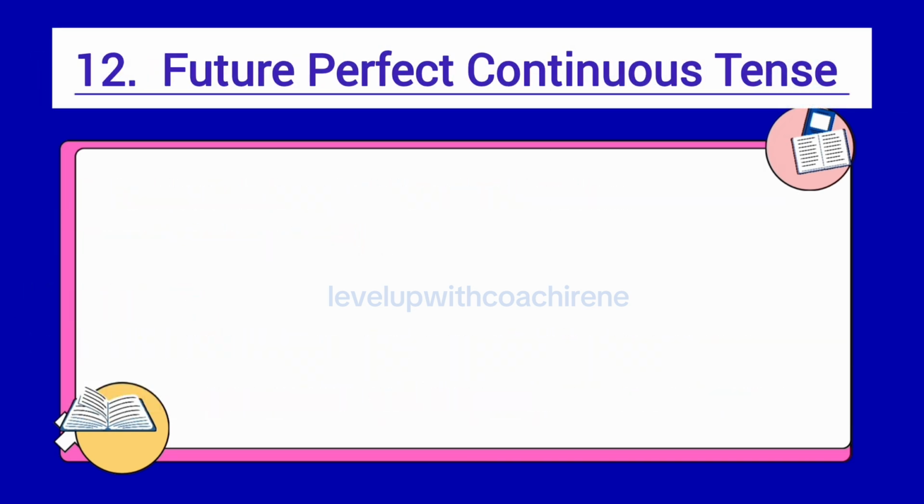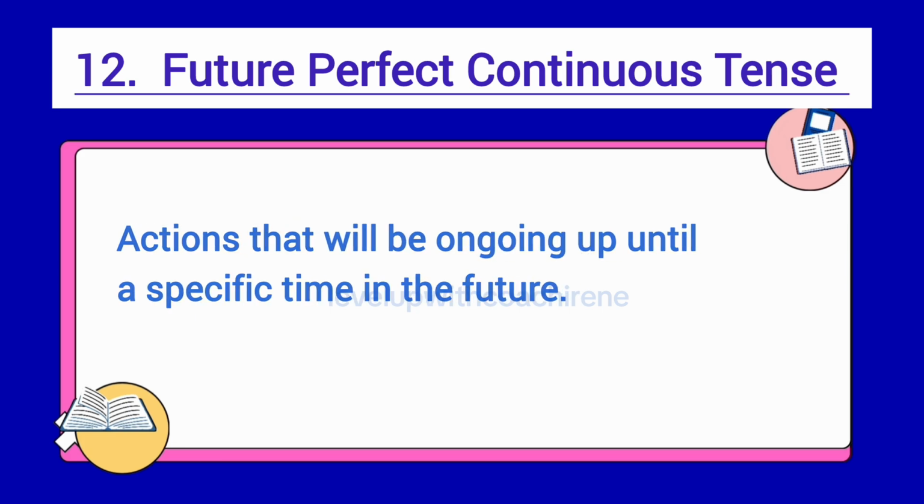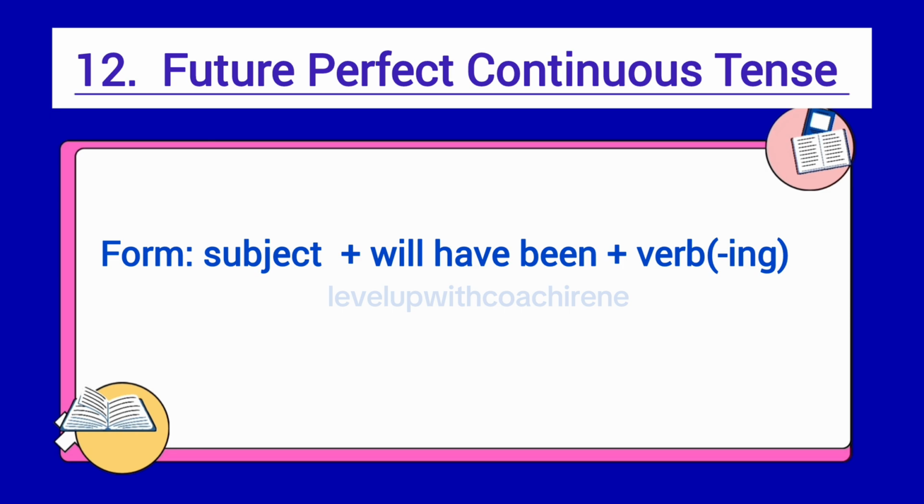Lastly, let us look at future perfect continuous. The future perfect continuous tense is used to talk about actions that will be ongoing up until a specific time in the future. This tense emphasizes both the duration of the action and its completion just before that future moment. It is formed with a subject plus will have been plus verb in the ing or continuous form.